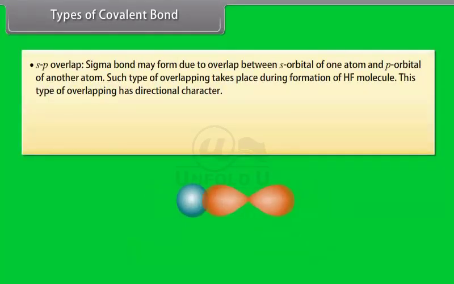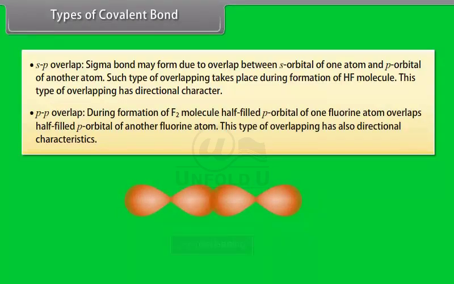S-P overlap. Sigma bond may form due to overlap between s orbital of one atom and p orbital of another atom. Such type of overlapping takes place during formation of HF molecule. This type of overlapping has directional character. P-P overlap. During formation of F2 molecule, the half-filled p orbital of one fluorine atom overlaps with the half-filled p orbital of another fluorine atom. This type of overlapping also has directional characteristics.